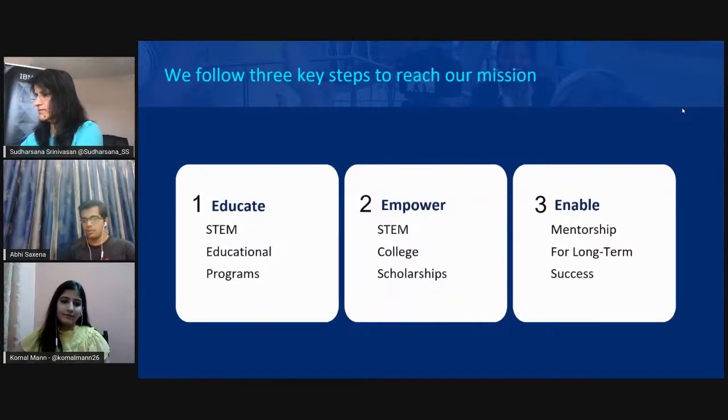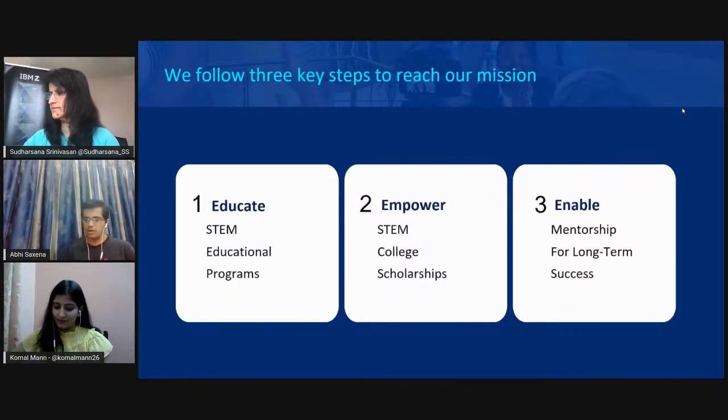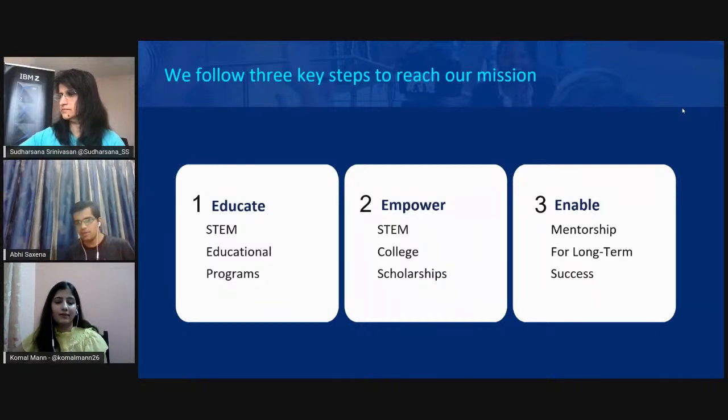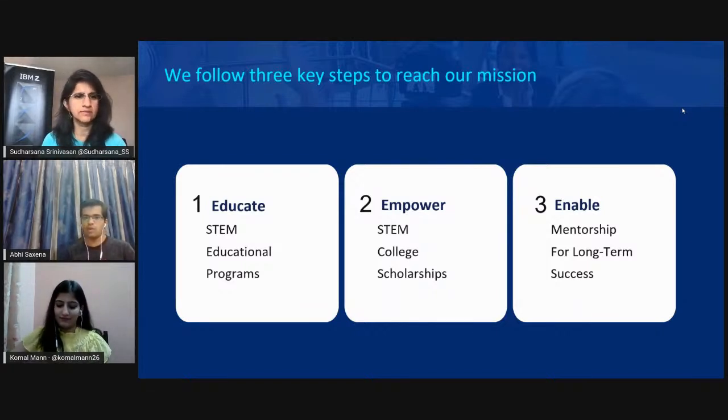And the third and the most important thing is to enable students, right? And we do it through a lot of mentorship, a lot of guiding sessions. Every few months we have these career sessions where we help guide students to understand how they can move ahead in their career. IBM Z is one technology that can definitely help you move ahead in your careers, and what we work on is to help you succeed in the long term. So this was about Shooting Stars Foundation.